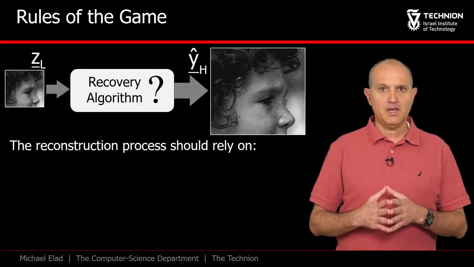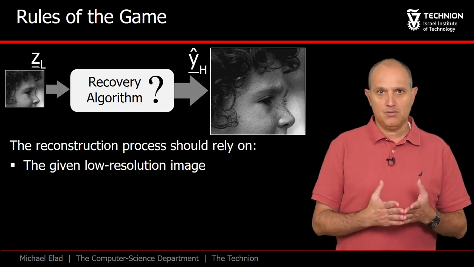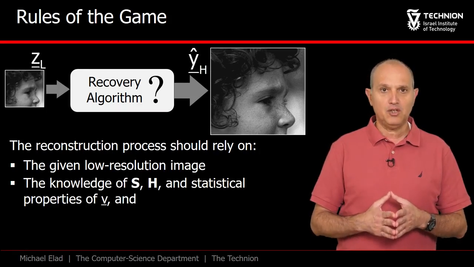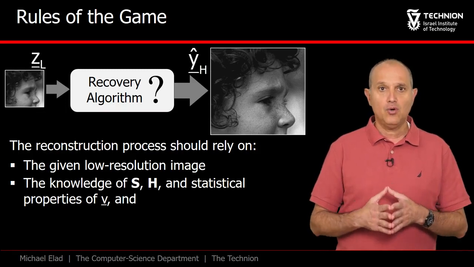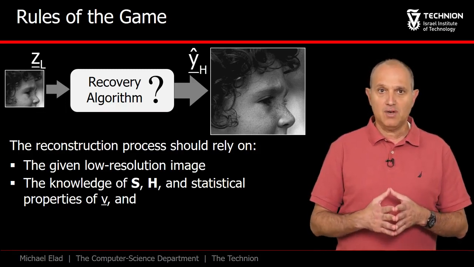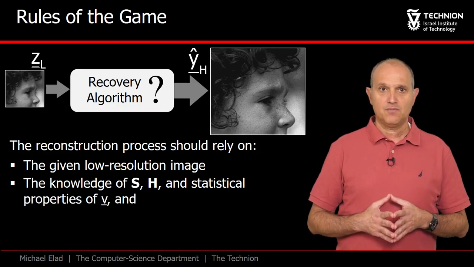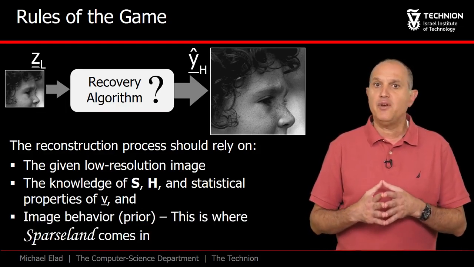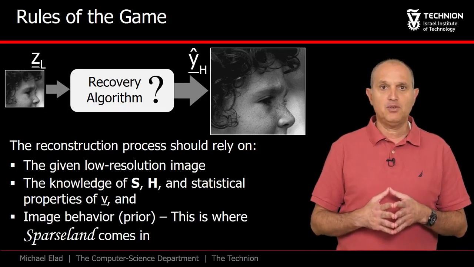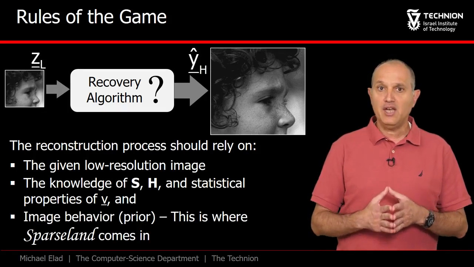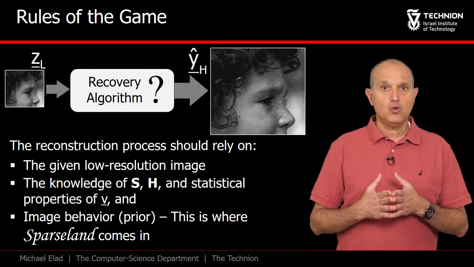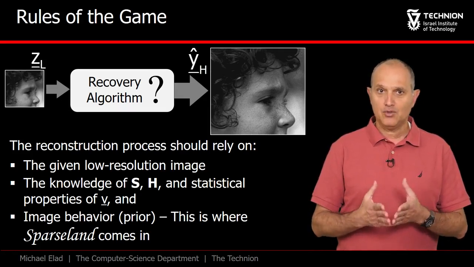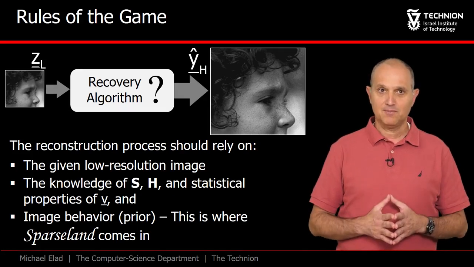When we reconstruct YH, we have access to the image ZL, obviously. In addition, we will assume that the degradation operators S and H are known, along with the knowledge of sigma, the level of the noise. If these are the only known ingredients, then the solution would be very poor. Another critical piece of information we have is that YH is a natural image, and thus a good choice of a prior could direct the recovery process smartly. Naturally, we will use SparseLand.